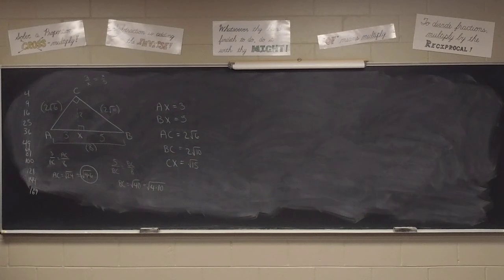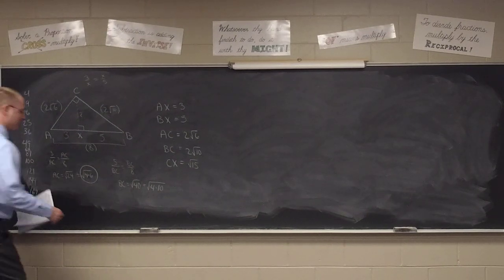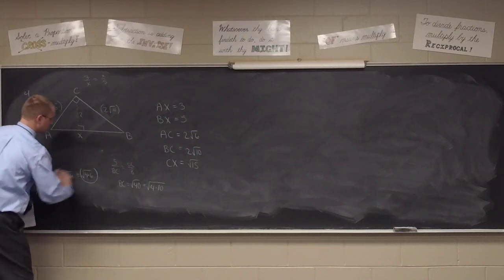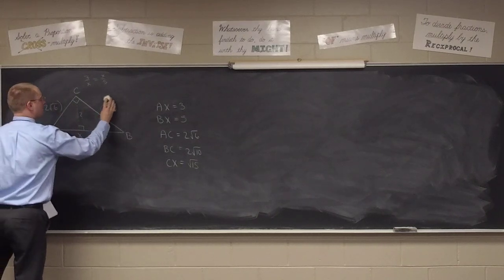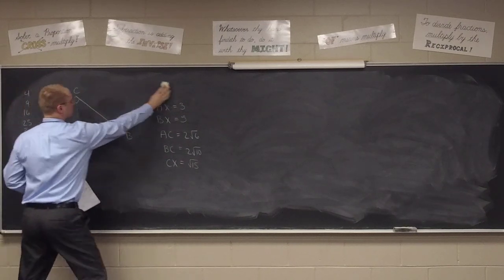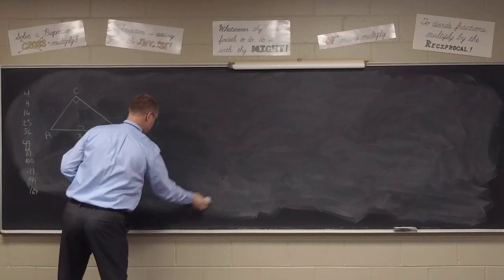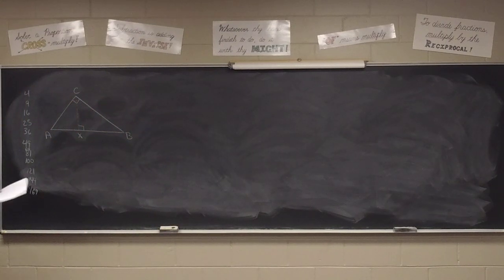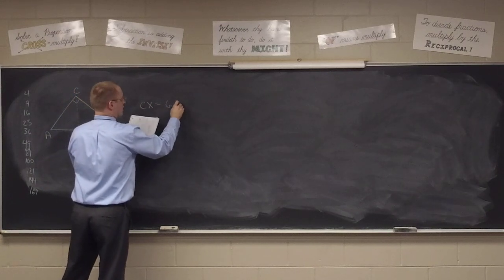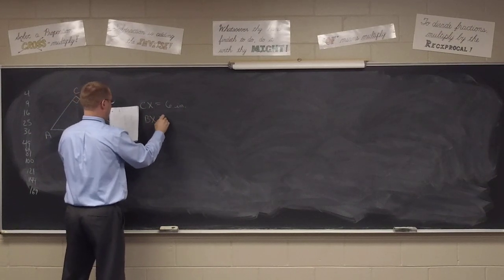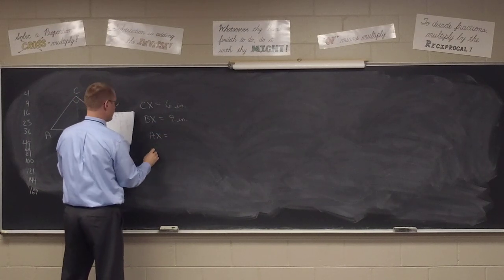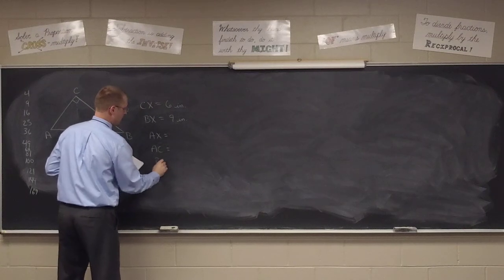All right, show off. Same picture. You can either redraw it or just erase your given information. And this time, same picture, but we are told, to begin with, that CX is 6 inches. We are told that BX is 9 inches. We are asked to find AX, AC, and BC.